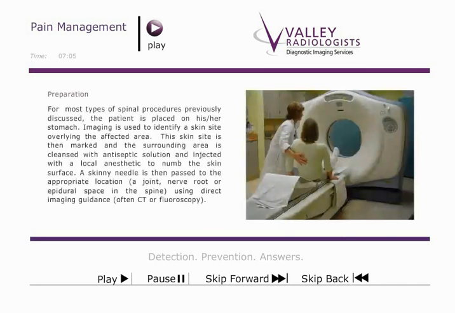Preparation. For most types of spinal procedures previously discussed, the patient is placed on his or her stomach. Imaging is used to identify a skin site overlying the affected area. This skin site is then marked and the surrounding area is cleansed with antiseptic solution and injected with a local anesthetic to numb the skin surface. A skinny needle is then passed to the appropriate location, a joint, nerve root, or epidural space in the spine, using direct imaging guidance, often CT or fluoroscopy.